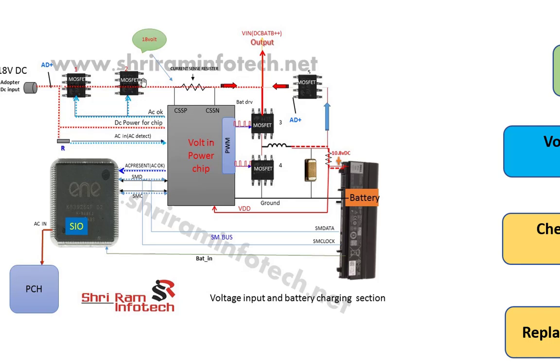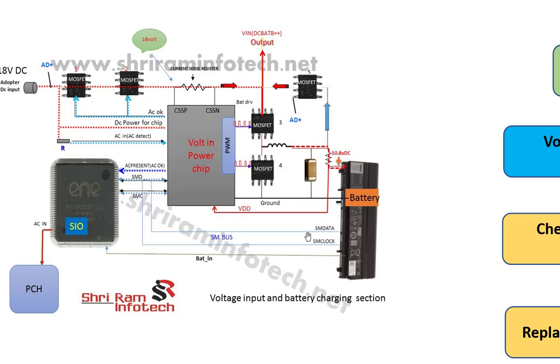Number two, if this MOSFET is okay but still the battery is not charging, then you can check the SM bus, SM data and SM clock, this two wire communication. For that you need an oscilloscope or a signal analyzer, and from that you can check the pulses. When you connect the adapter, you will get some pulses. When you remove the adapter, the pulses will change, like switching. If such things happen, then this battery charging chip is communicating with the battery. If the pulses are not changing, then there is a problem.